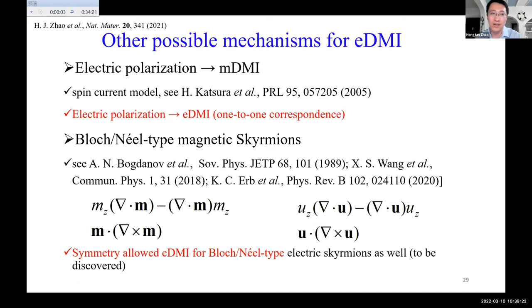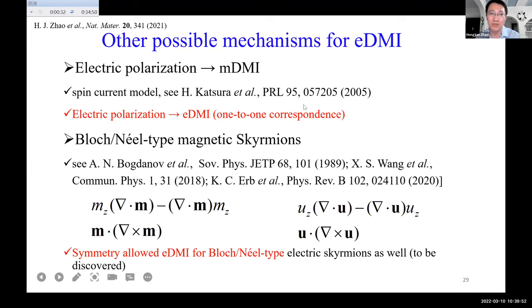To finish this slide, let me show you some other possible mechanisms for electric DMI. Previously we introduced that octahedral tilting can be a structural origin for both the magnetic DMI and the electric DMI. Basically, the tilting is not the only mechanism for electric DMI. Let's first review some mechanisms for magnetic DMI.